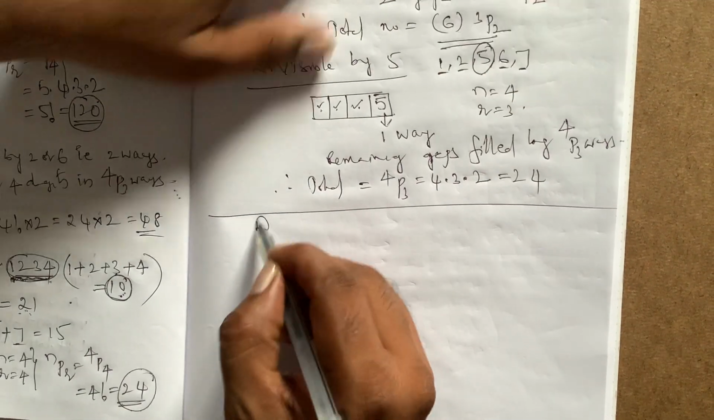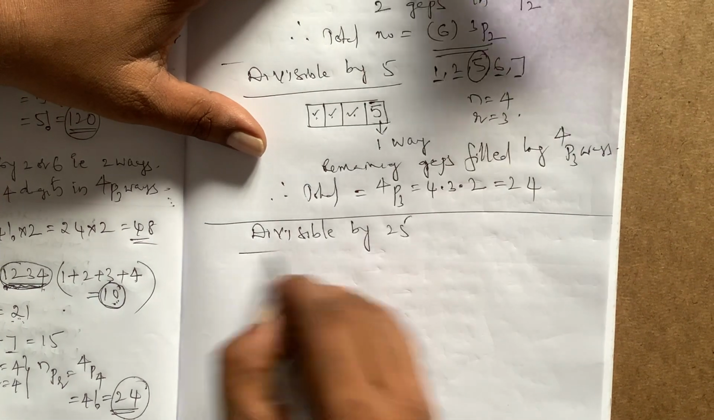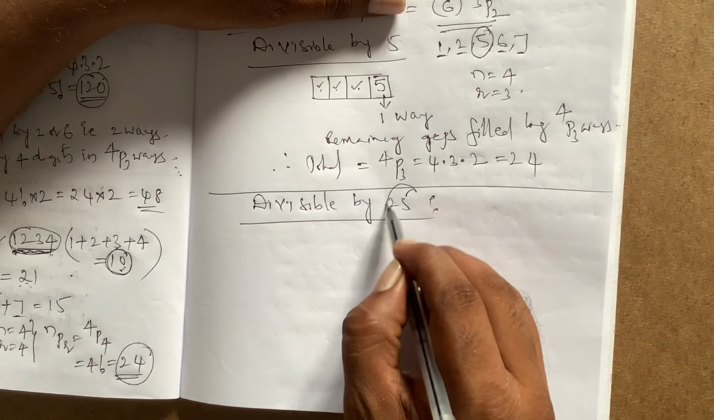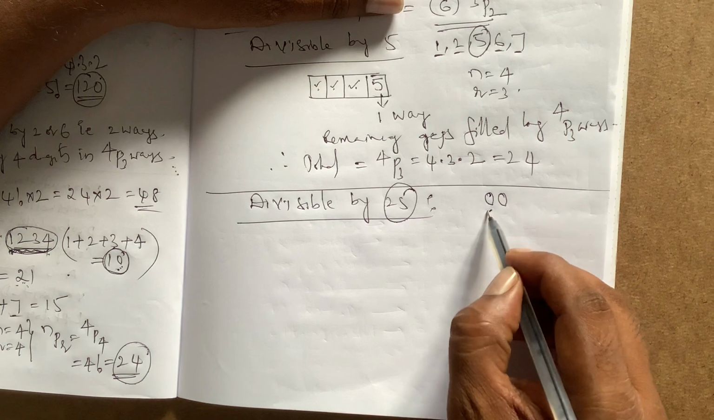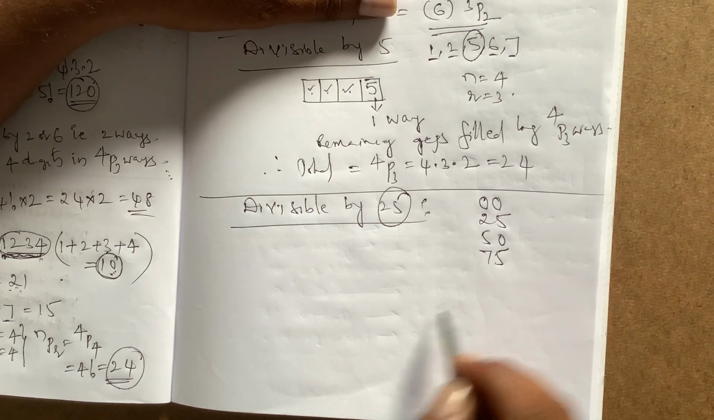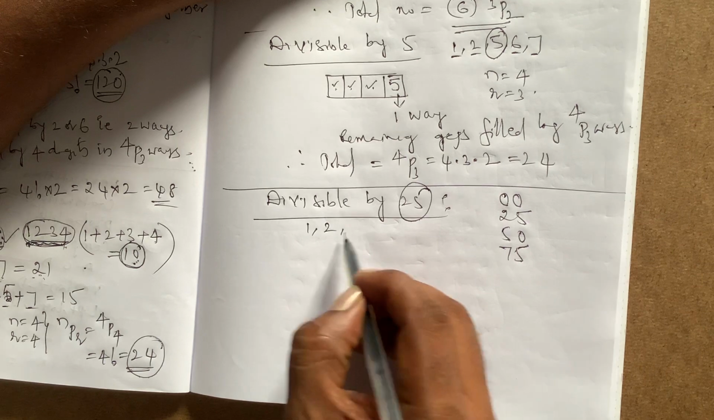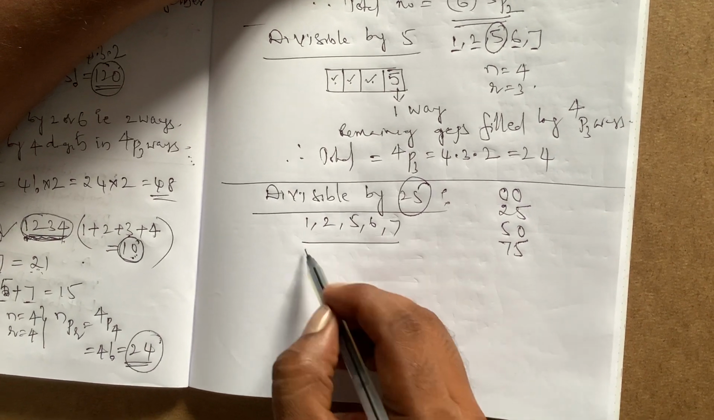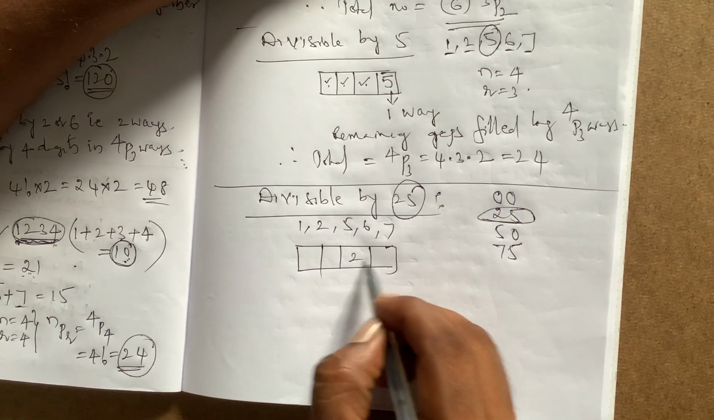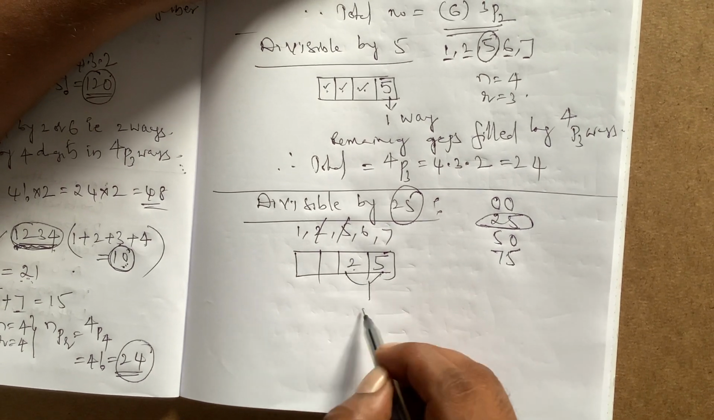Next bit, divisible by 25. How is a number divisible by 25? The last two gaps should be 00, or 25, or 50, or 75. These are the possibilities. But if you observe, what are the given digits? 1, 2, 5, 6, 7. So automatically, out of these 4 gaps, the only possibility is 25. That's it. So 2, 5, I fix here. This is one way only.